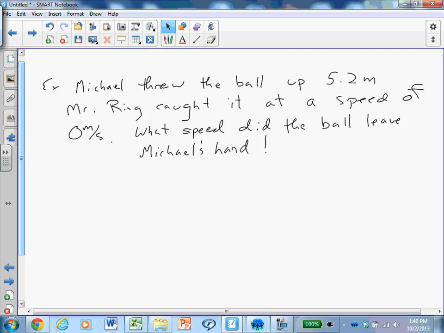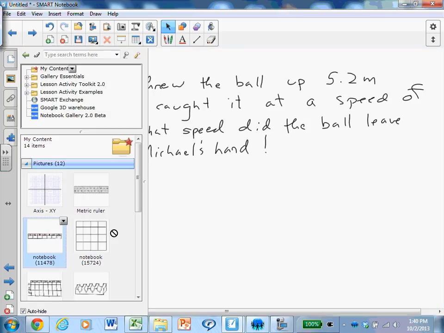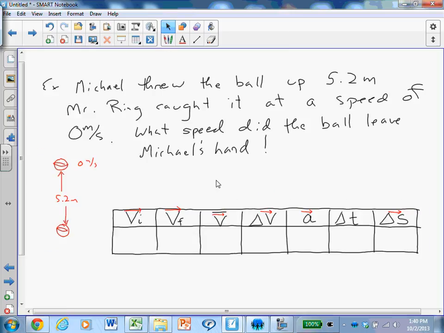Well, the ball was being thrown up to a point up here, caught it at 0 meters per second up at this point, and it went up 5.2 meters. So now we can get a really good chart. We can plug that stuff in for it.